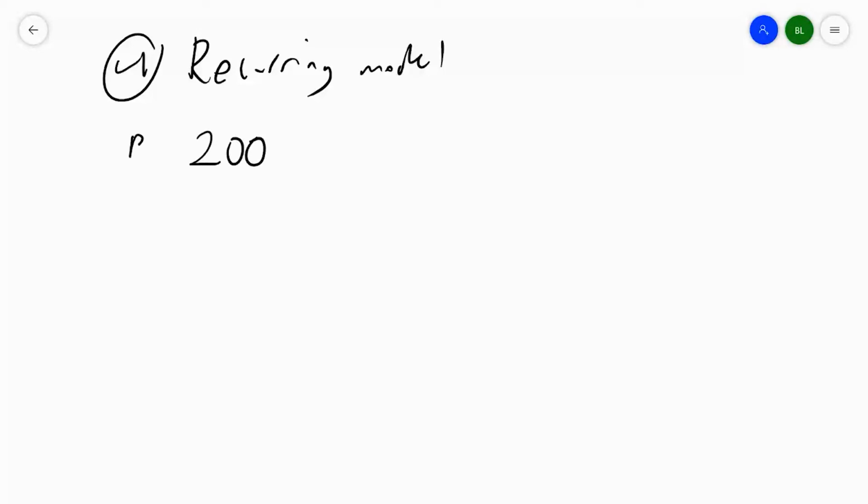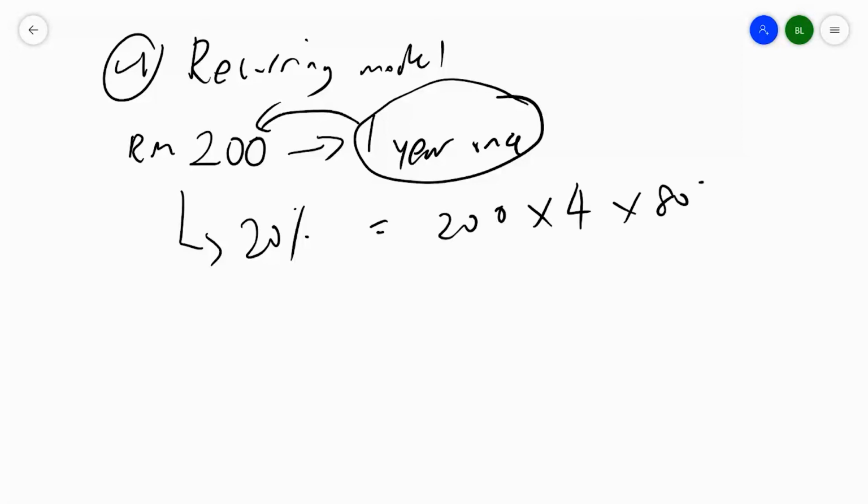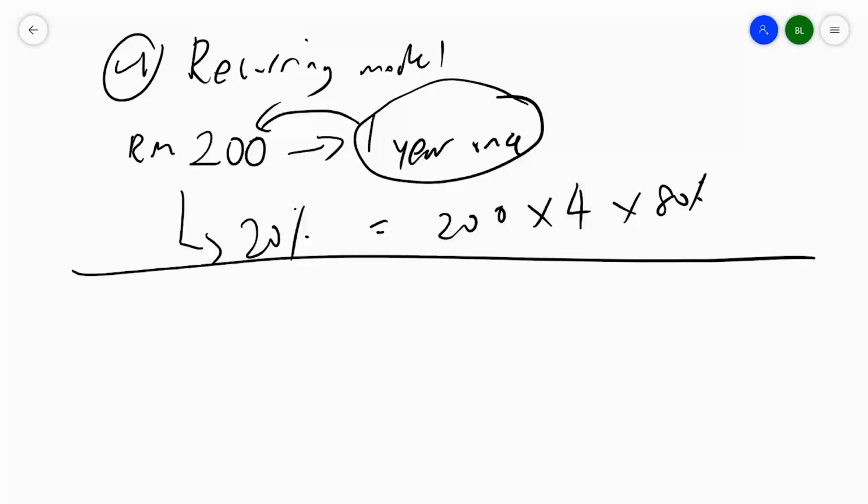Instead of them buying this 200 ringgit product maybe once a year, we want them to buy more often. We can say that for customers who buy every 3 months, we will deliver this product to you every 3 months, but if you buy the recurring model, we will give you, say, 20% off. So every quarter we'll be able to earn 200 times 4 times 80%, because we're giving a 20% discount. By doing this, you can earn more for your e-commerce brand.